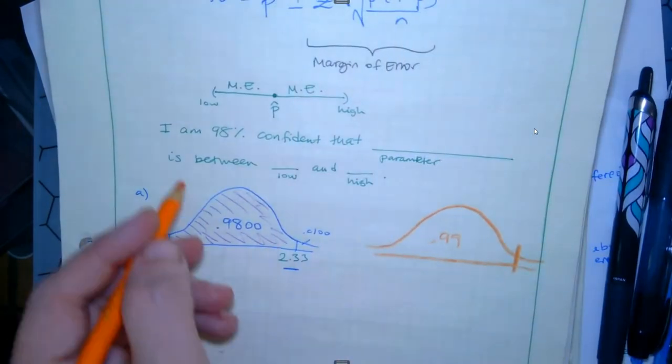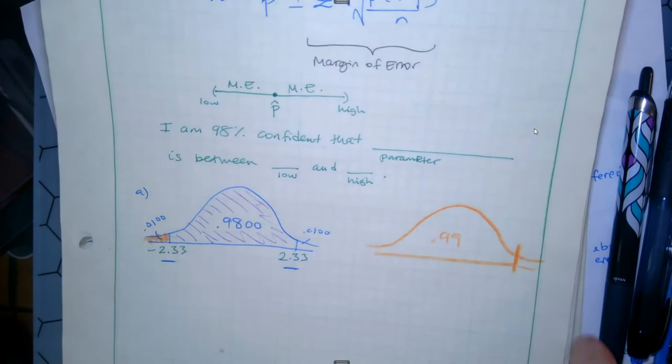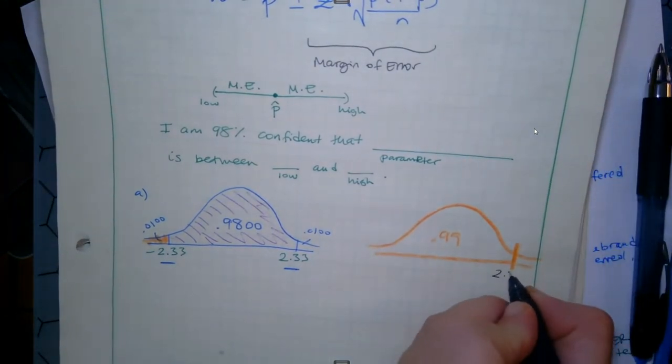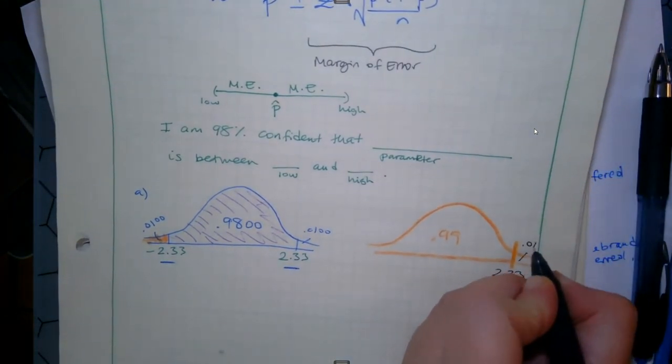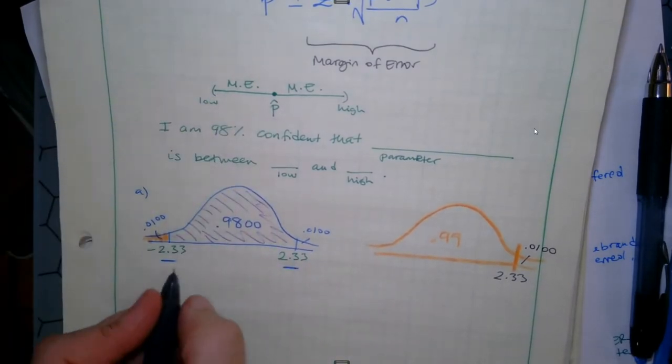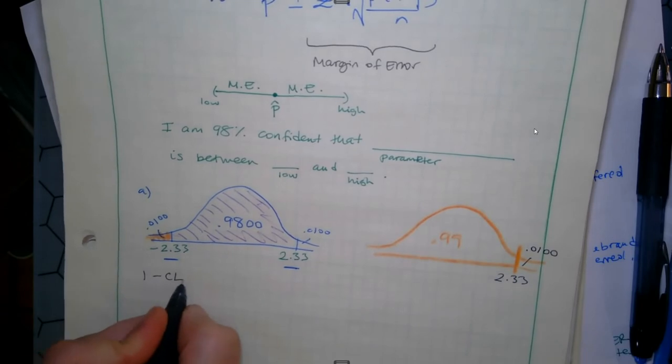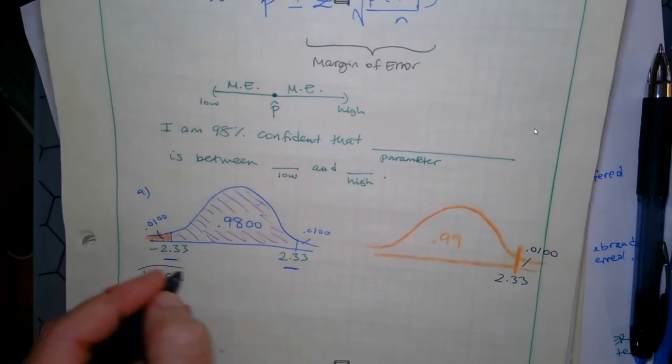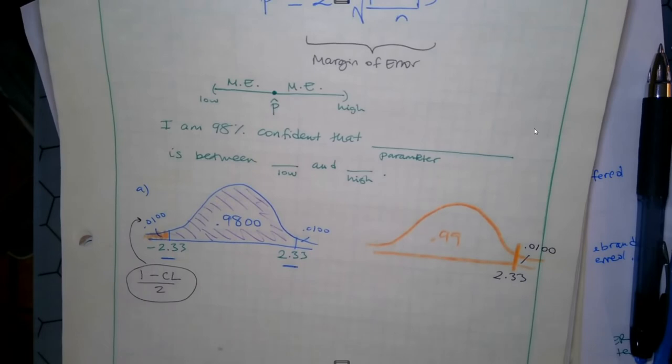So just heads up, guys, that 98 is not what you're looking up, and it won't be, so be very careful with that. So this has 1% missing on the top. So be careful, this number is transformed, and the way that you transform it is you do 1 minus the confidence level over 2. That's what I got to get this guy.